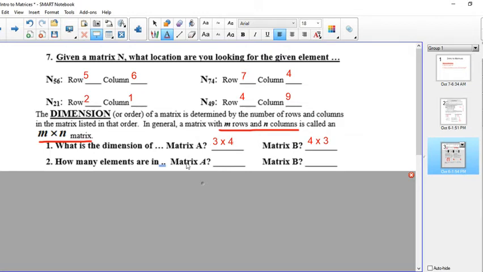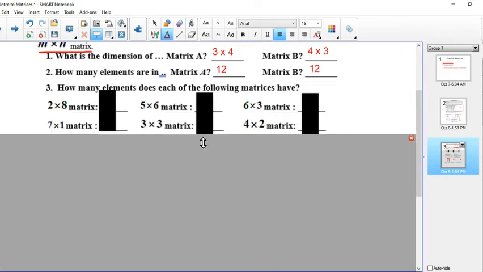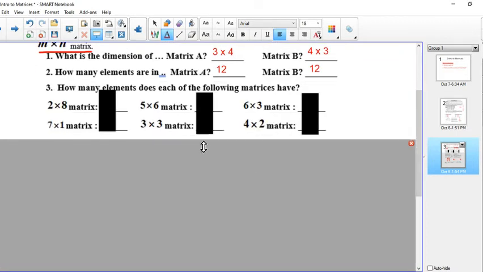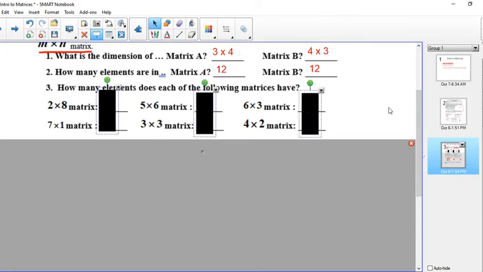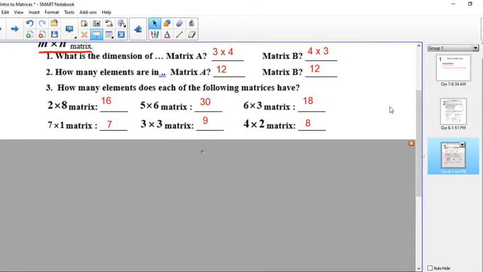How many elements are in matrix A? 2 ways to do that. One way is you can count, but why would you do that when you can simply do 3 times 4 to give you 12? The same thing for matrix B. You have 12 elements. How many elements are in each of these problems? Please pause the video and try to figure it out. Let's check your work. Hopefully you got all those answers right.